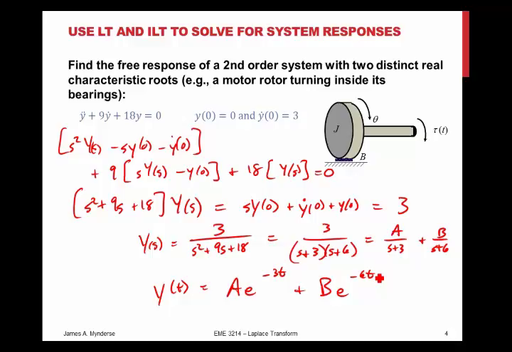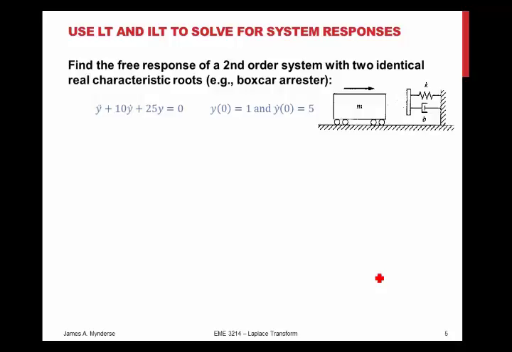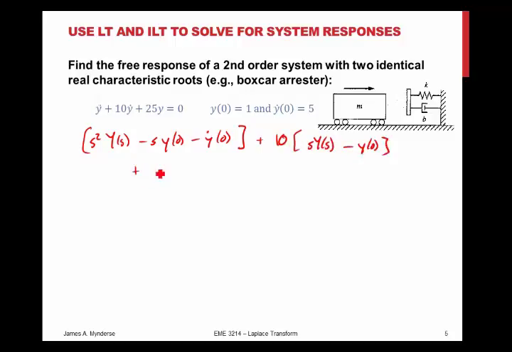We'll get into the forced response later, but let's instead go and do the free response of a second-order system with identical real roots. So a very similar case. In this case, we could assume that it's a boxcar running into a boxcar arrestor, which is a way to slow it down. And so it might be governed by this differential equation, so we can do the Laplace transform again. So s squared y of s minus s y of 0 minus y dot of 0, plus 10 times (s y of s minus y of 0) plus 25 y of s is equal to 0.